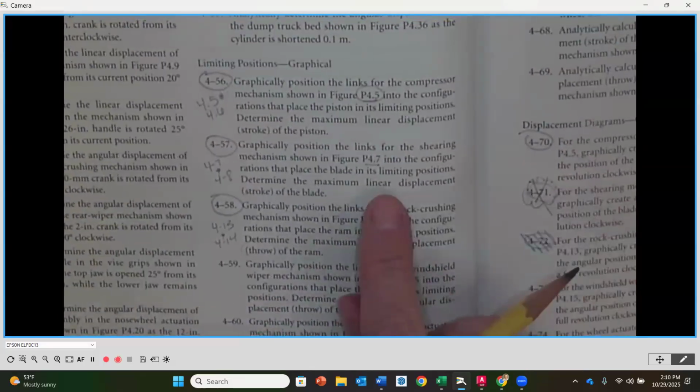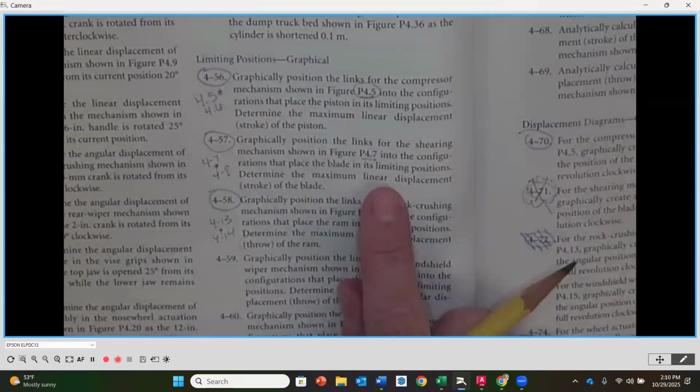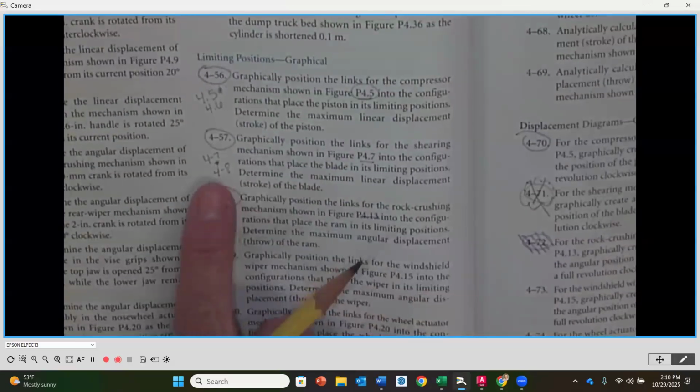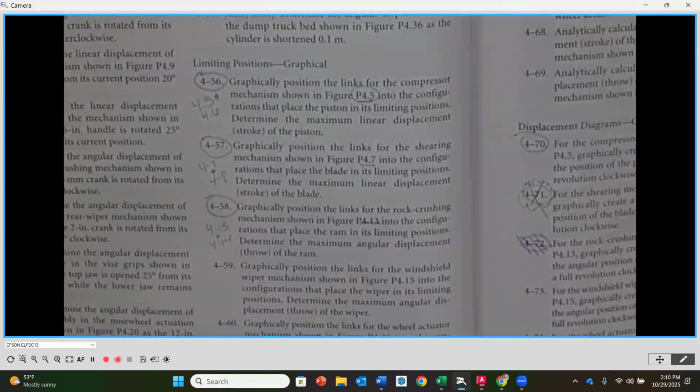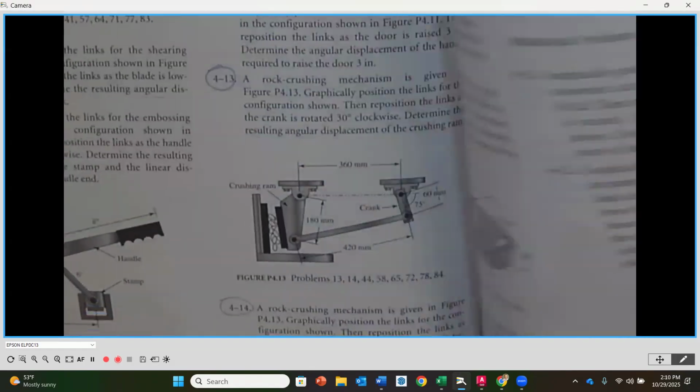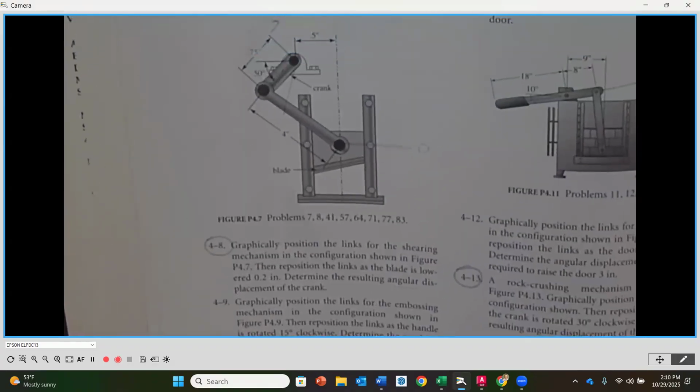Then for 57, this is going to be graphically position the links of the shearing mechanism. That sounds familiar. That's 4.7 and 4.8. And you want to find the highest point of the blade, how high it's going to go, and how low it's going to go. So that's going to be this one.